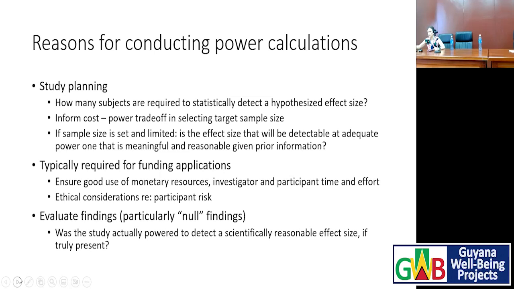And then also if you have a study that has null findings, studies where someone did not reject the null hypothesis, power calculations are useful for evaluation purposes, to figure out retrospectively: is that really because there's no association between the risk factor and the disease they're looking at, or is it because they just needed to do a bigger study to be able to learn that?